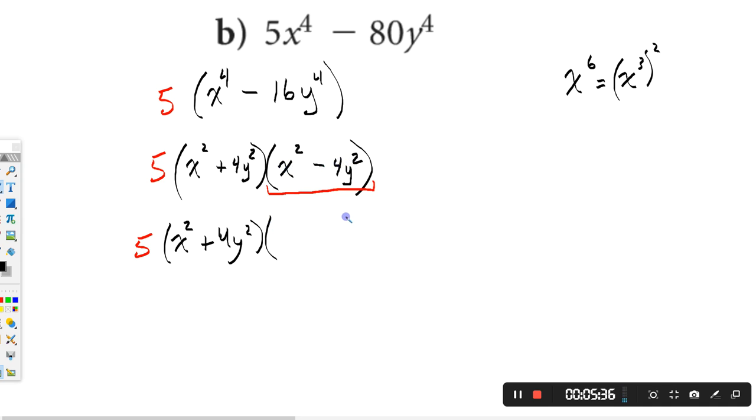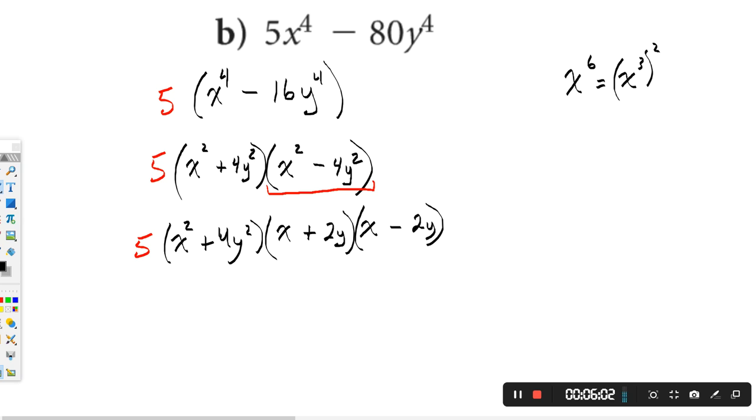I can write x squared as x times x. I can write 4y squared as 2y times 2y. And in order to make it so that the middle term would cancel out, I would have to have a positive and a negative here. So that's a trickier example of a difference of squares situation.